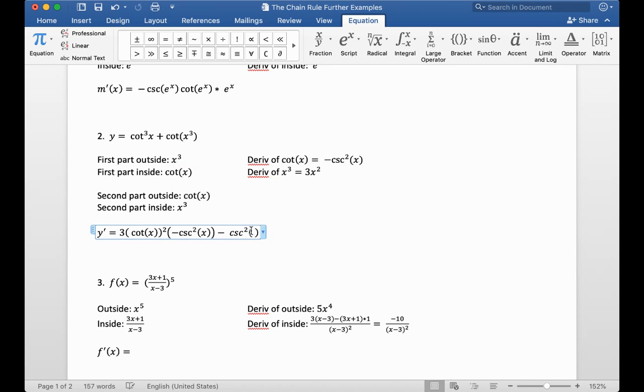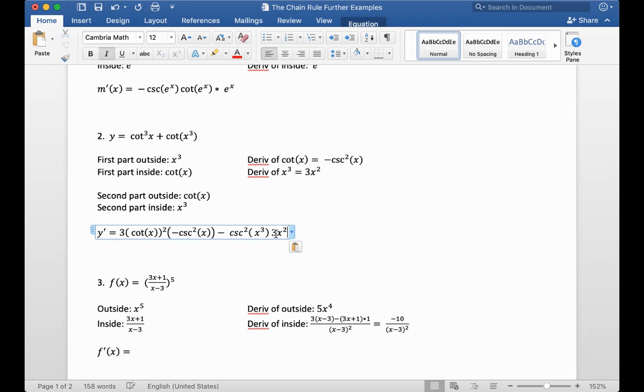In the wrong place. And then we multiply that by the derivative of the inside function, which is 3x squared. And so this is our answer to this problem.